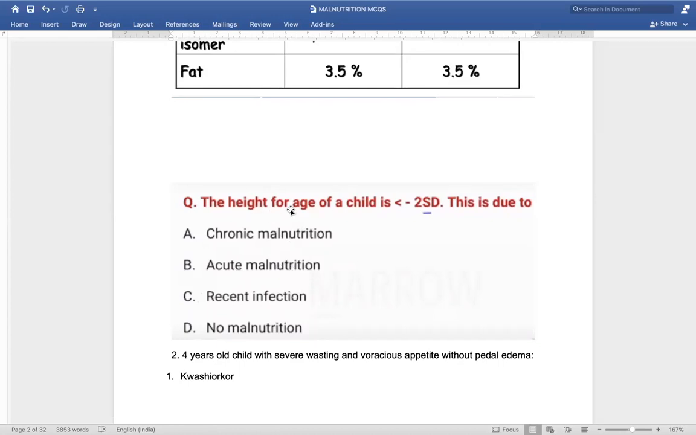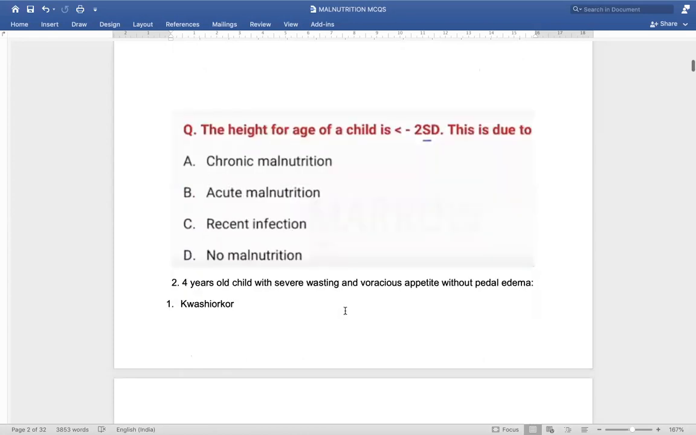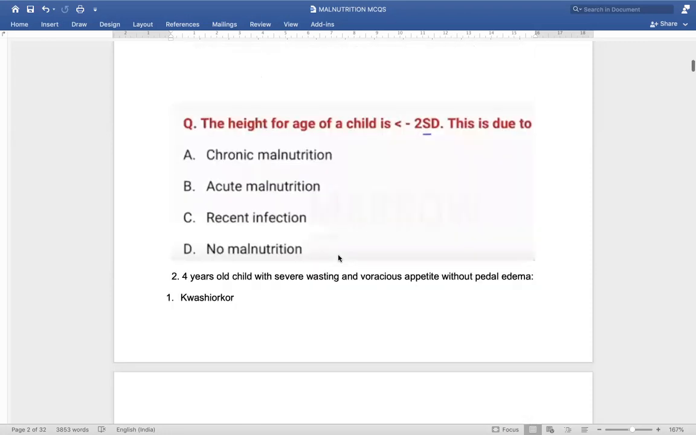So we can arrive at the right answer, like the height for age will always represent chronic malnutrition. Either if you know the answer, you can just write it as chronic malnutrition, or you can just eliminate the options. Usually some of the time both options will be dealing with the same answer, both clues will lead to the same answer. So you can easily eliminate such things. Recent infection will definitely lead to acute malnutrition, so we cannot have both answers. Okay.